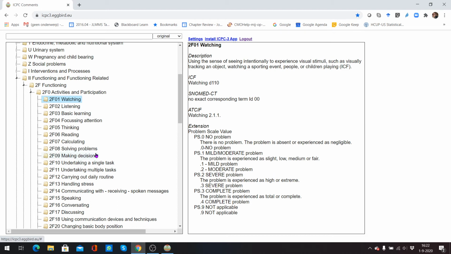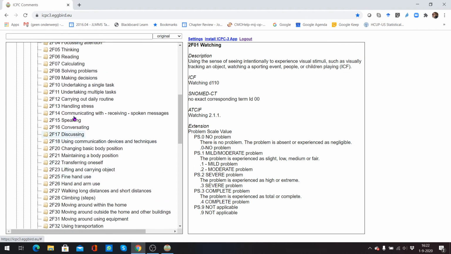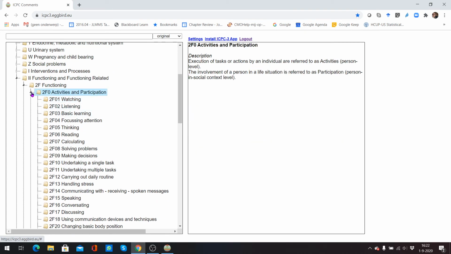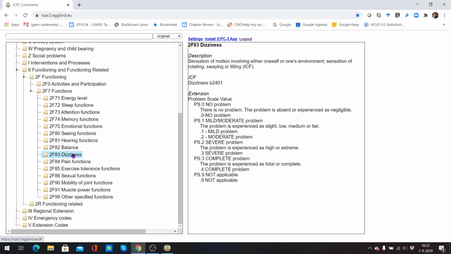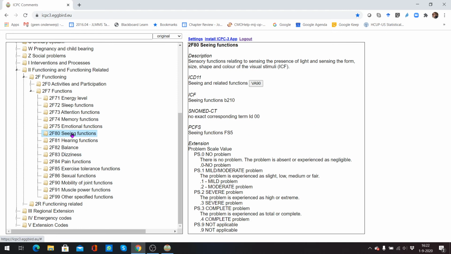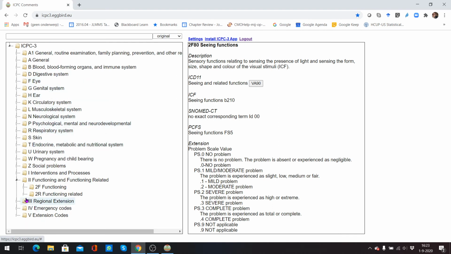So with the class, for example, in 2F83, dizziness, or 2F80, seeing functions, we can describe the functions related to perception. So it's about perception, such as visual acuity, the field of view, and the quality of visus. I close this component and we go to component 2R, functioning related.